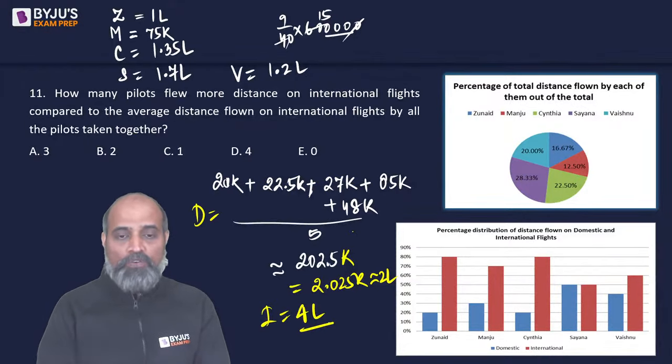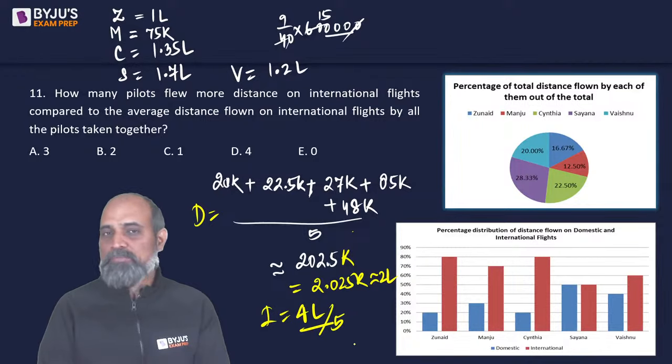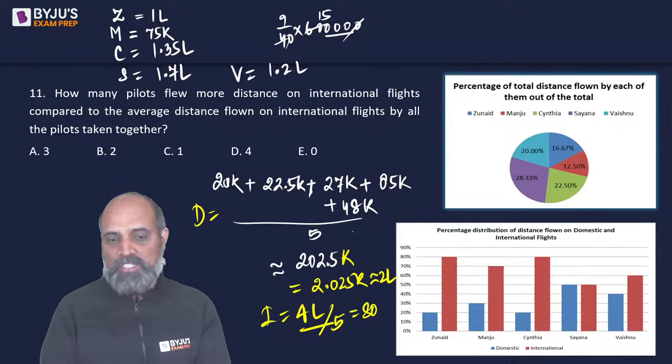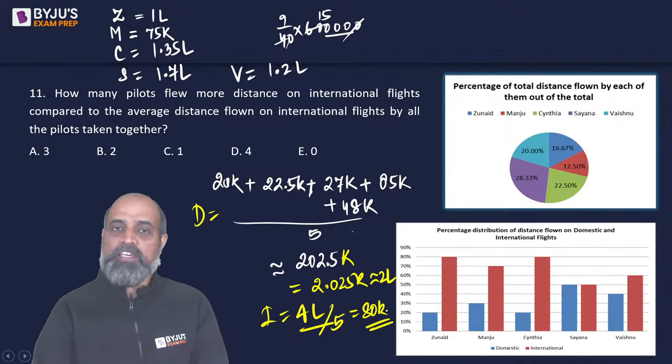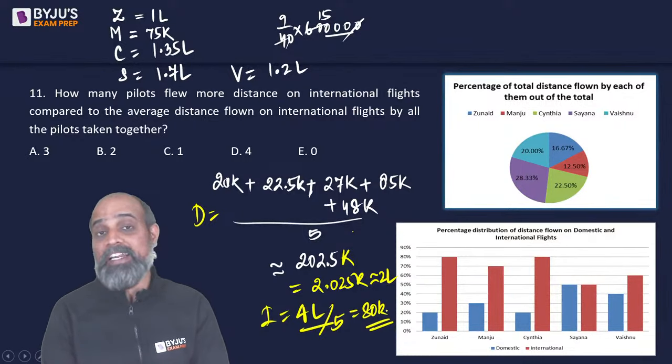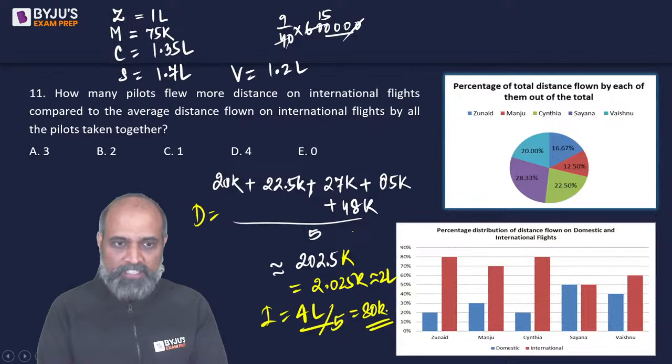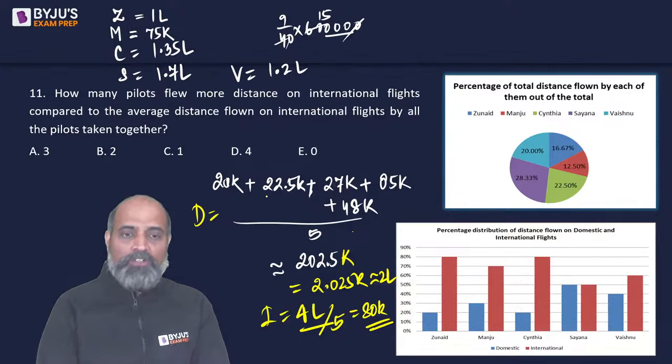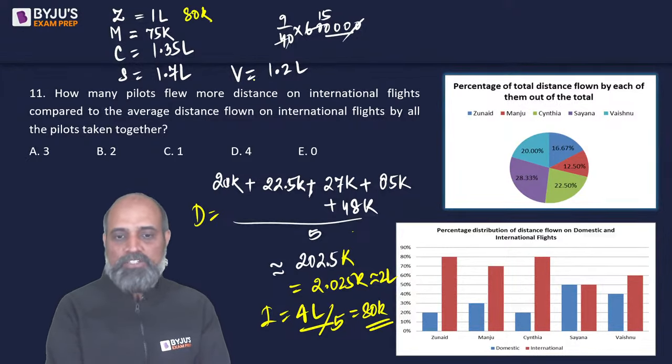ठीक है. So what is the average? 4 lakh by 5. So 4 lakh by 5 का मतलब हो गया कि 80,000. So on an average, every person flies 80,000 kilometers international flights में. ठीक है. तो जुनैद कितना करता है? ये 1 lakh है, जिसमें से 20,000 है. This is exactly 80,000, और ये थोड़ा 80,000 से कम होगा. ठीक है. So जुनैद is one guy.